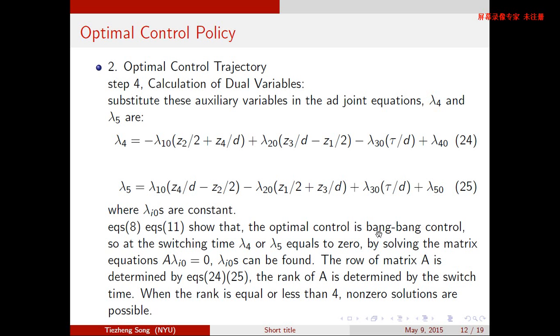In order to find non-zero solutions for lambda i0, we need to make sure that the rank of A is less than or equal to 4, since we have 5 different unknowns in this case. So the rank of A should be equal to or less than 4.